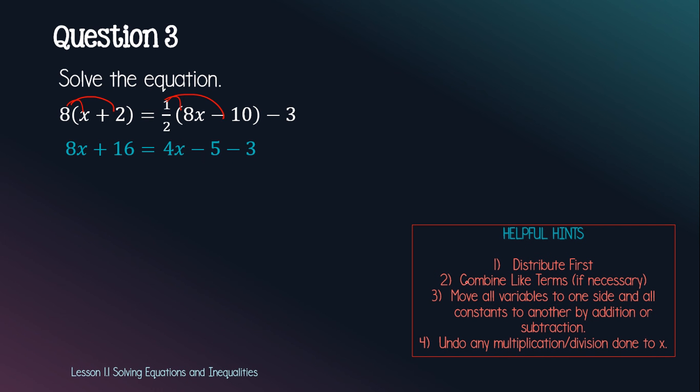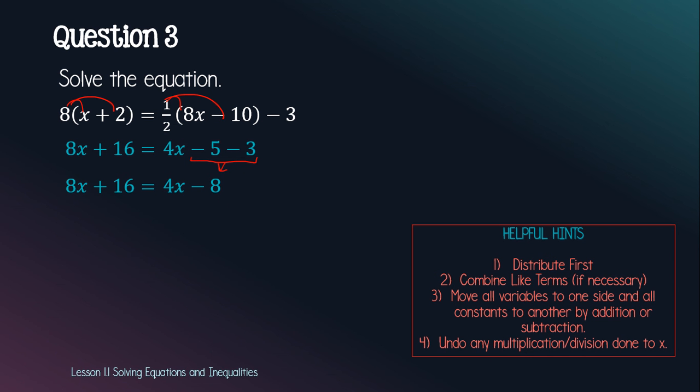So once I've done that, I move on to my second step, which is to combine my like terms if necessary. And over here, I notice on the right side I have two constants. And I can combine them, I can put them together. So when I do that, that simplifies to -8. So I just took that, and -5 minus 3 gives me -8. Now I have an equation that I'm ready to solve.